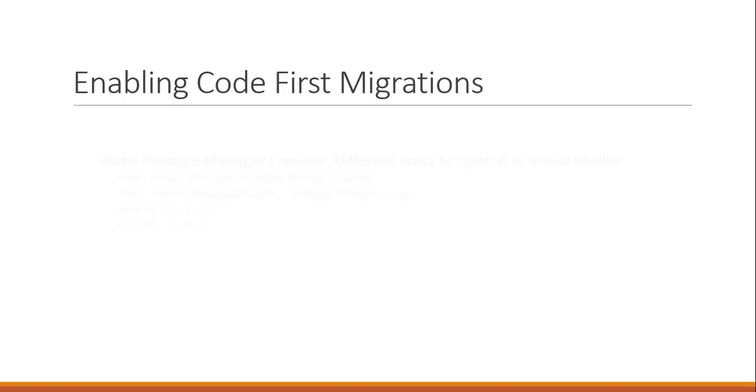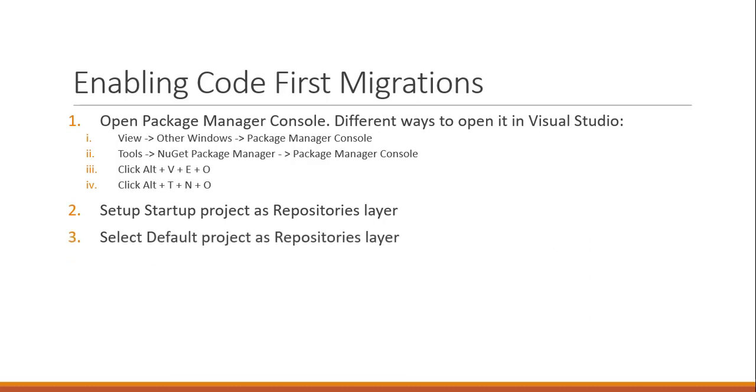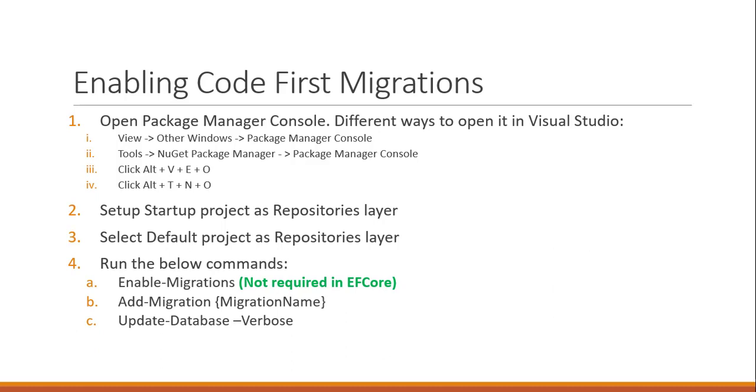To do that, the first thing we have to do is to open up the package manager console. These are the different ways to open up the package manager console. I prefer the second one. Post that, we'll have to then set up the startup project as repositories layer. We'll also have to set the default project as repositories layer. And finally, we will then run these commands to enable our migrations.